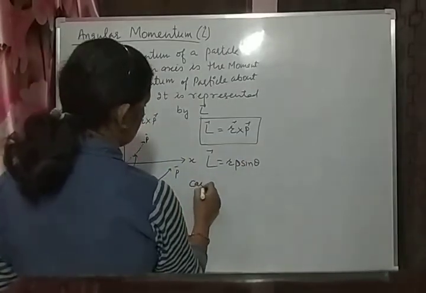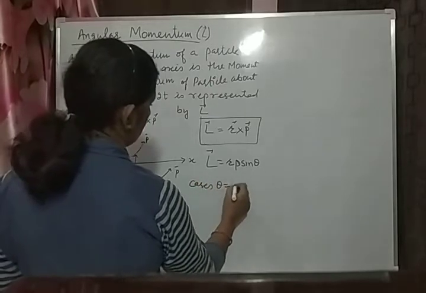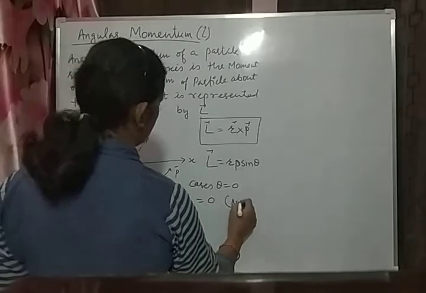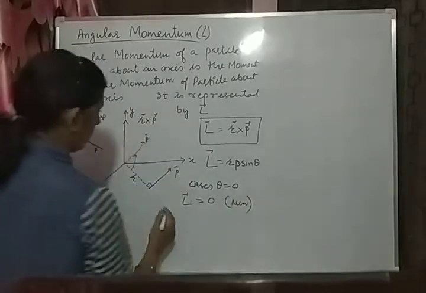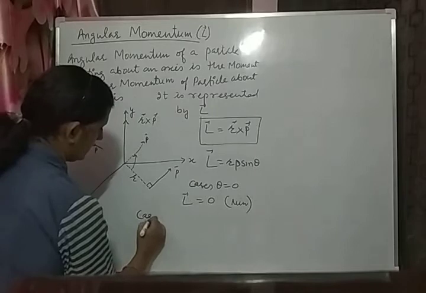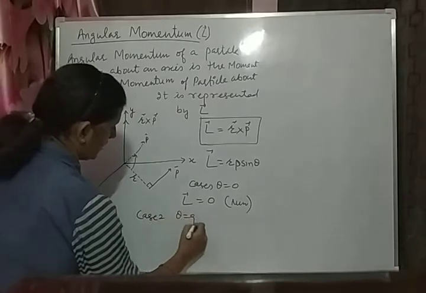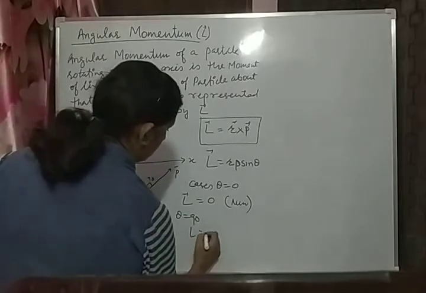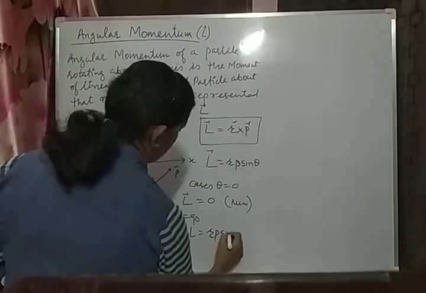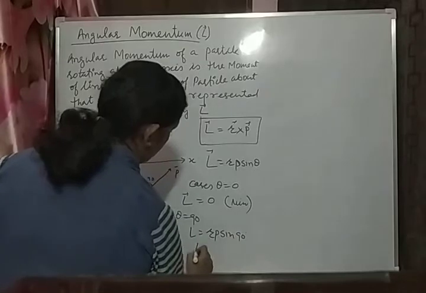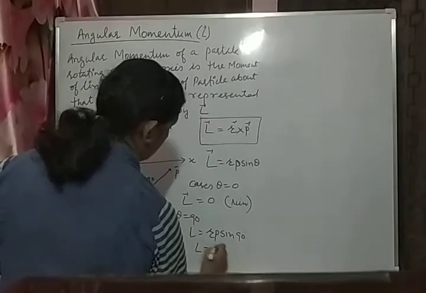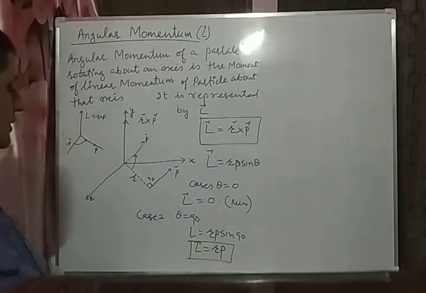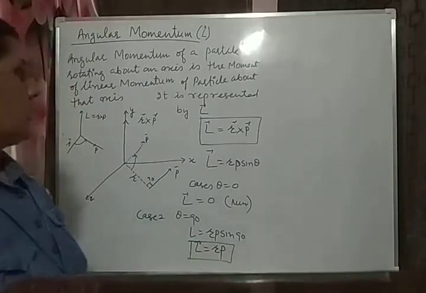The cases you can write: if theta is equal to 0, then L is equal to 0, the minimum value for parallel vectors. In case 2, when theta is 90 degrees, it means these are perpendicular to each other, then L is maximum. This is R p sin 90, sin 90 is 1, so L maximum is equal to R p. This is the maximum value of angular momentum.